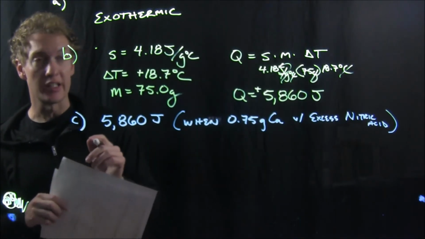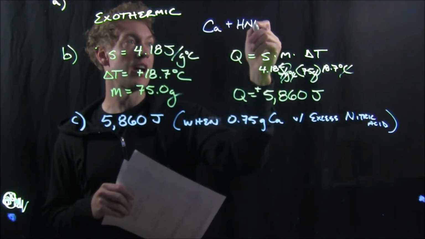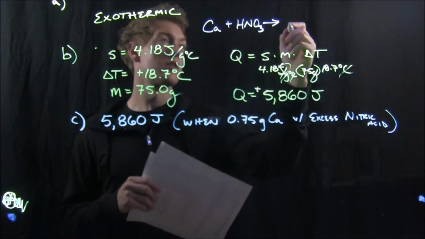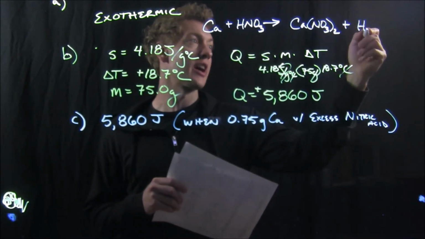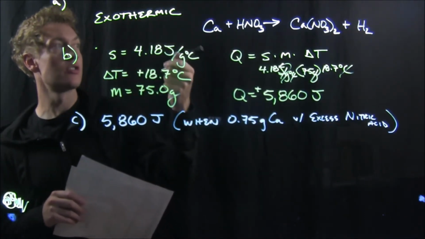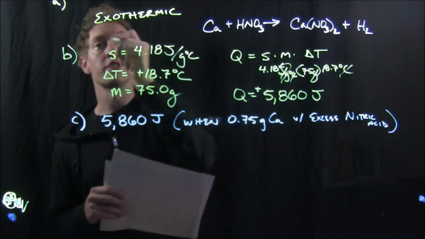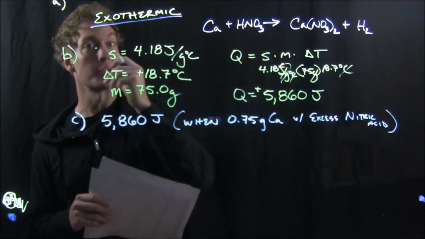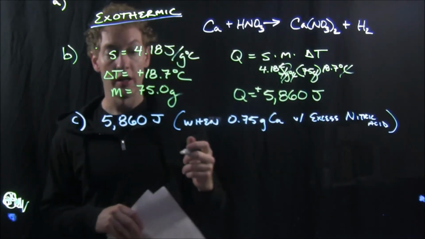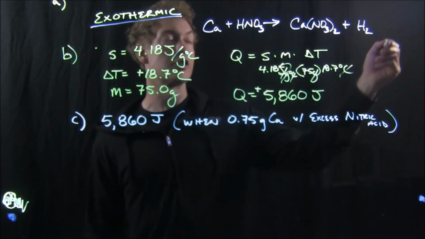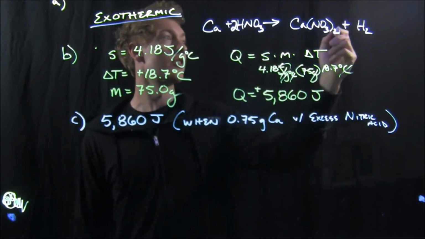Then in question D, we want to take calcium plus nitric acid yields calcium nitrate and hydrogen gas, and we want to add energy to the reactants or products appropriately. Since it was an exothermic reaction, I think that energy belongs on the product side because energy was produced. It came out of this reaction. So I could just write energy, but I would like the specific amount of energy that is associated with this balanced equation.